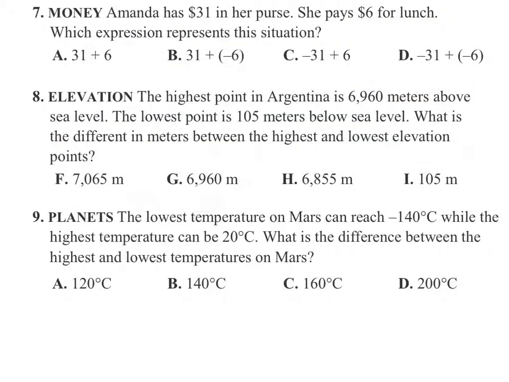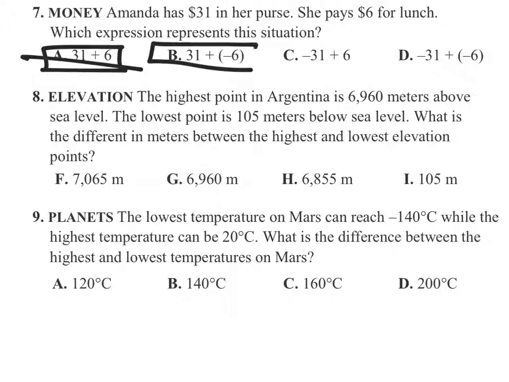Number 7, Amanda has 31 bucks in her purse. She pays $6 for lunch. Which expression represents this situation? So this is addition and subtraction, because she has some money, then she's just going to give away the $6 or pay the $6. So she's definitely not adding, which is what A is showing. That's bad.